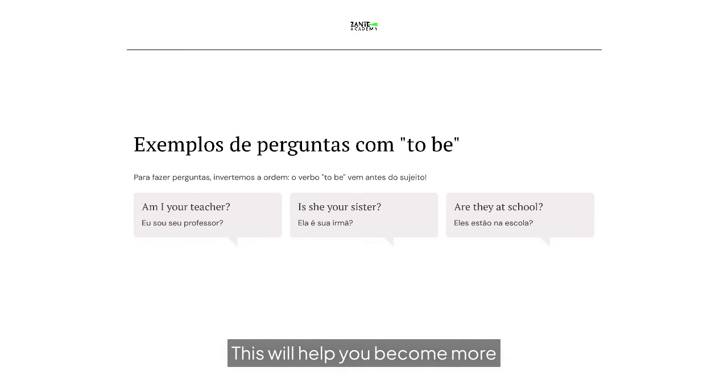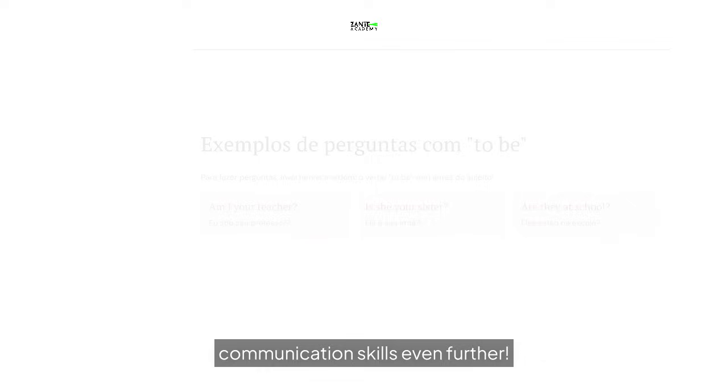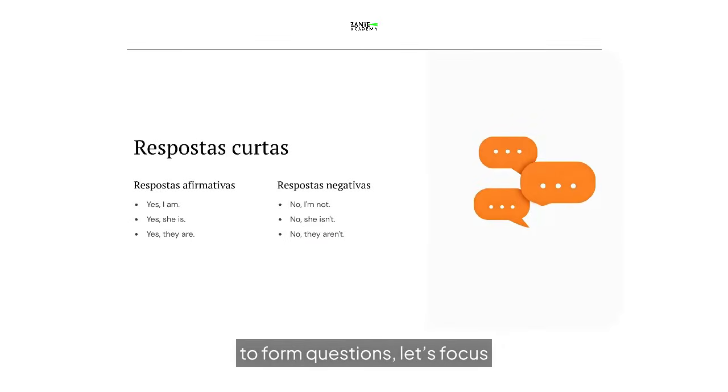This will help you become more comfortable responding quickly and accurately in conversations. So, let's keep building on this foundation and enhance your communication skills even further. Now that we've learned how to form questions, let's focus on how to provide short answers. This is an essential skill for smooth and effective communication. Short answers help us respond quickly and clearly, keeping conversations flowing.